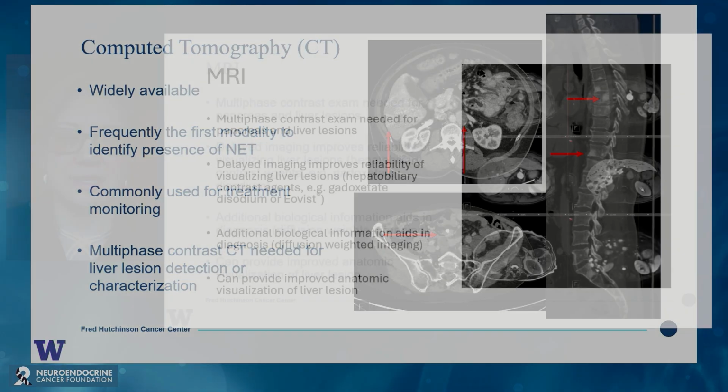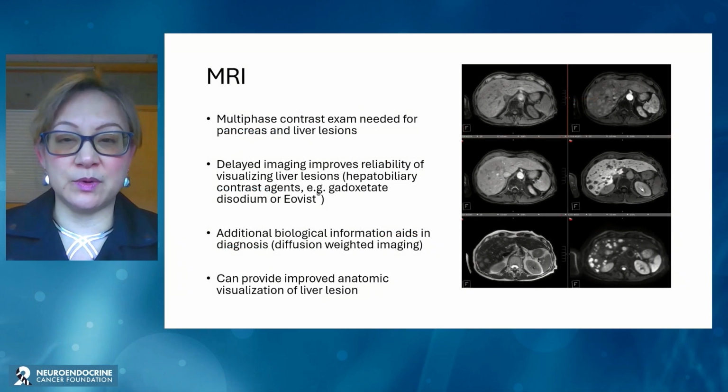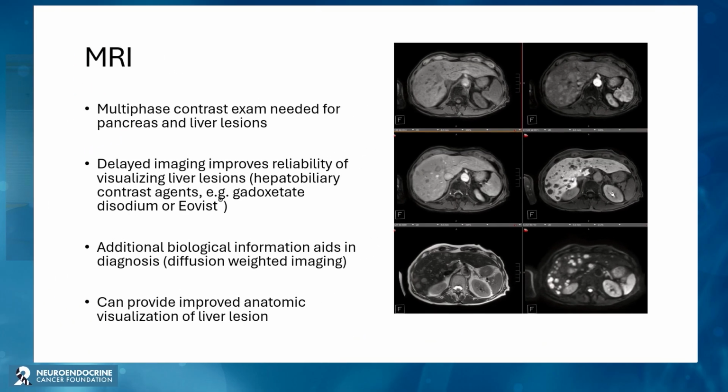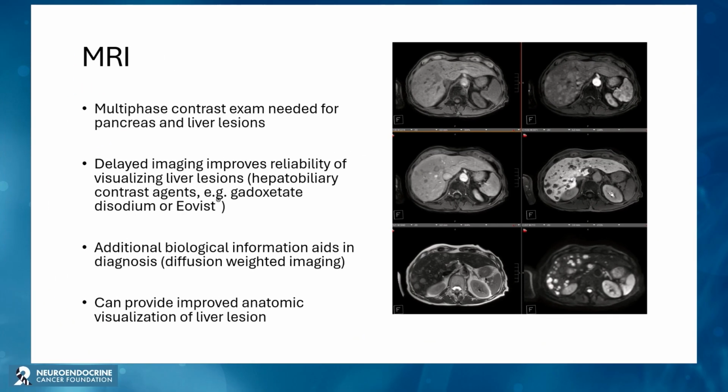The next modality we'll talk about is MRI. So with MRI, we again use multiphase contrast exams to look at both pancreas and liver lesions. Again, the reason for that multiphase contrast is that the neuroendocrine tumor sites are very vascular and they enhance really quickly, usually in what we call the arterial phase, which means shortly after we inject the contrast, the arteries deliver the blood flow to the neuroendocrine tumor metastases and they enhance really brightly on those early phase images or arterial phase images.